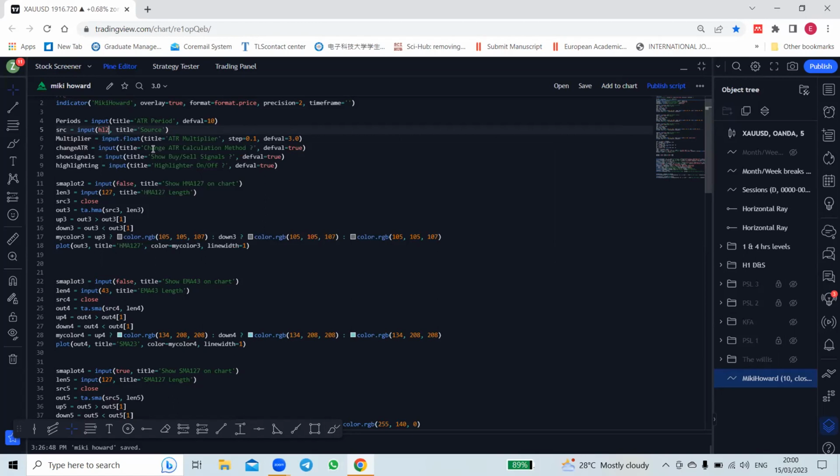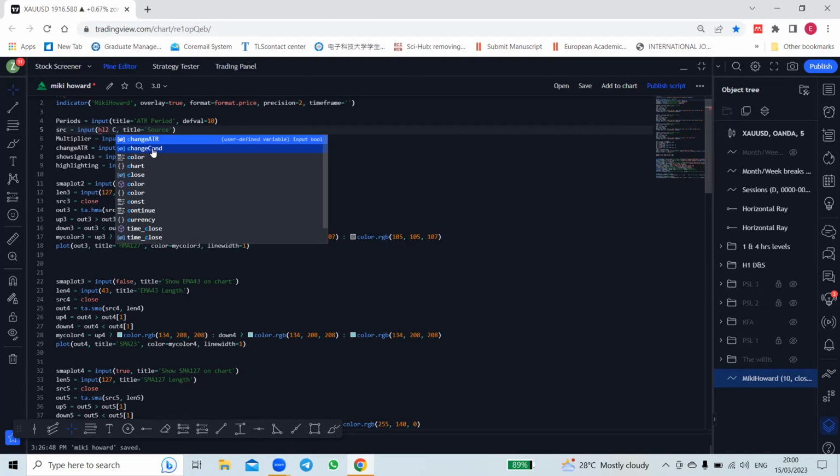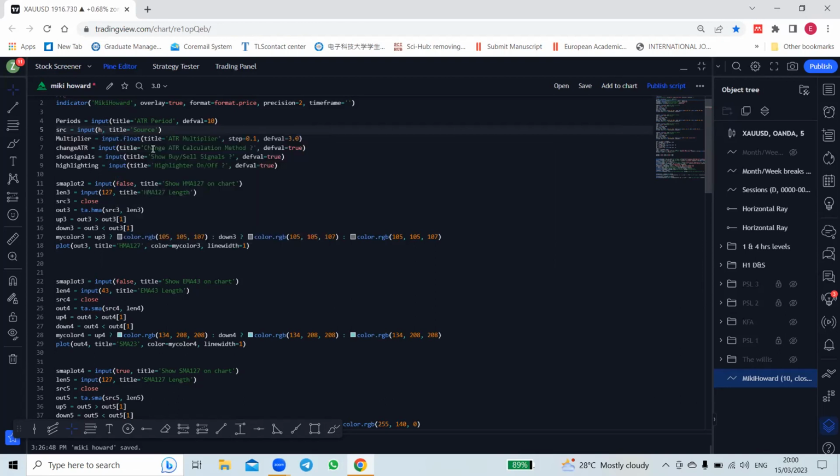But if you make them close, in line 5 it'll give you SRC equals input bracket open HL2. Delete the HL2 and then write close in small letters. Do you understand me? So that will be the default when you open the thing. Small letters, please.